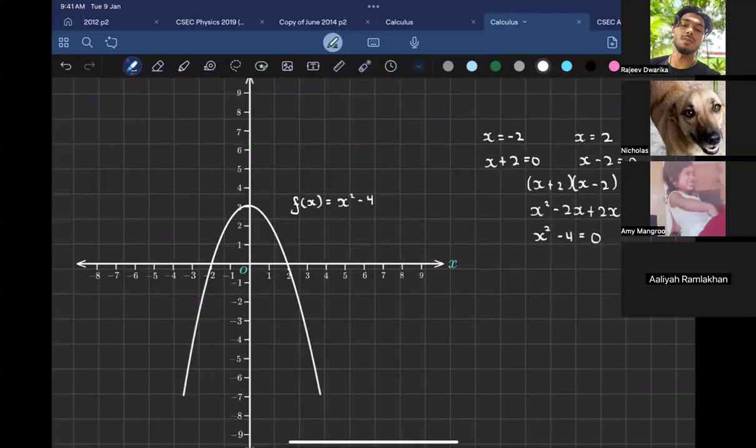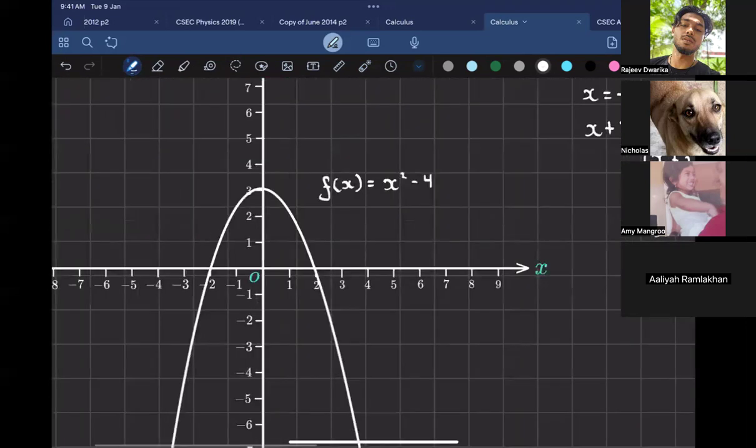Amy, do you understand how I did the reverse to get back the equation of the quadratic? Tell me if you understand that. Yeah, I understand. Nice. Because if you wanted to figure out the roots, you would equate the equation to 0, factorize, and find x. We just did the opposite. We just did the reverse.